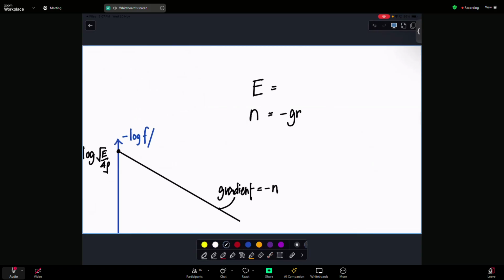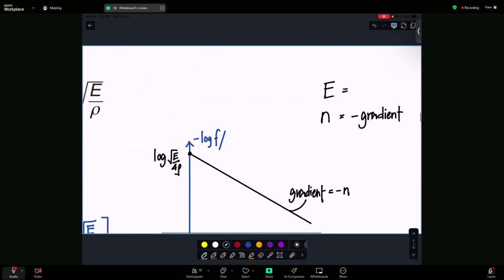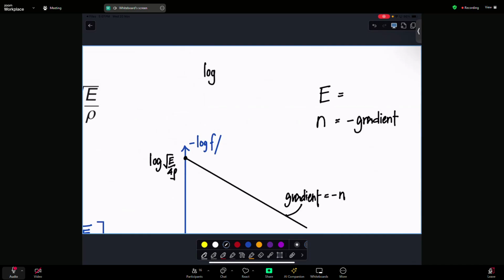Minus gradient. Okay, so in the exam you have to write that n is going to be the negative gradient of this graph. And what will e be? So we know that log root e by 4 rho is equal to what? C, the y-intercept, right? Now, if I want to reverse this, what should it be? 10 to the power C is equal to e divided by 4 rho.